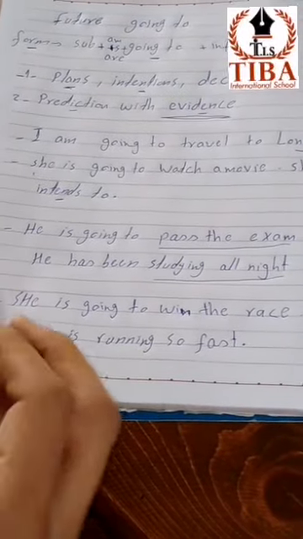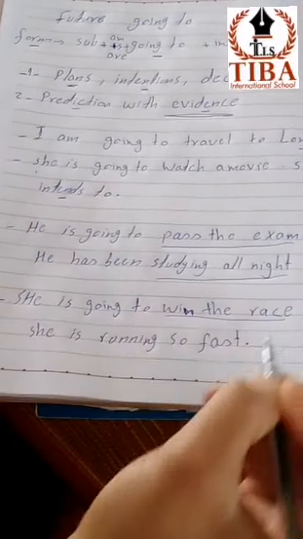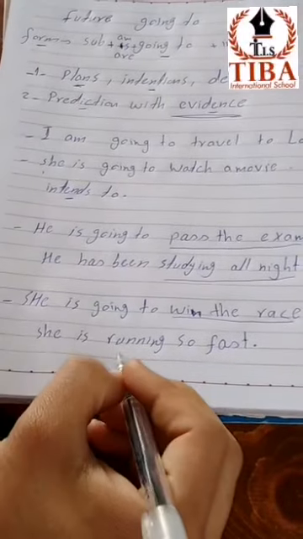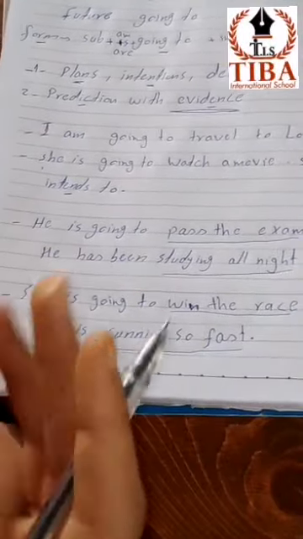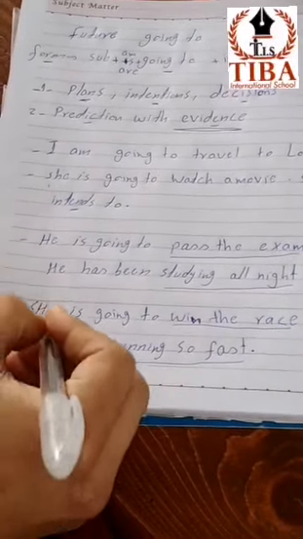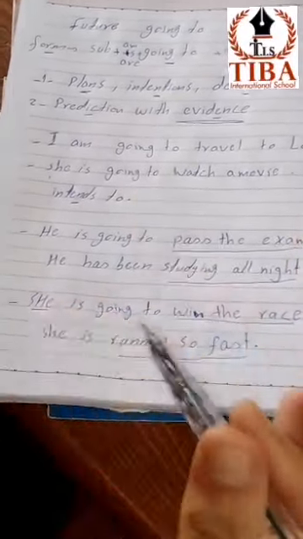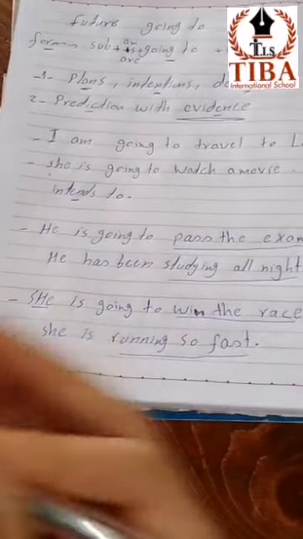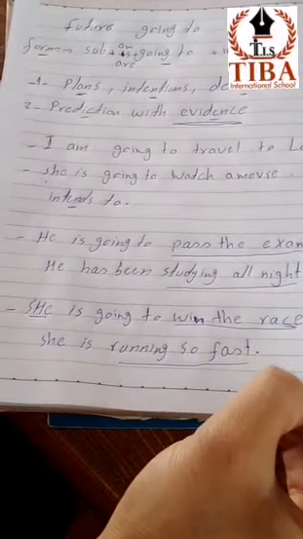Another example, she's going to win the race. Where's the evidence? She's running so fast. So now I have a race, lots of runners, and I see that she is running so fast, faster than them. That's why I predict that she's going to win the race.